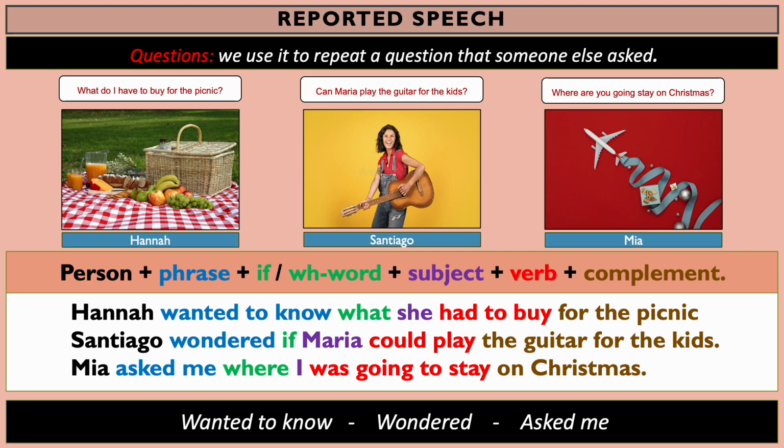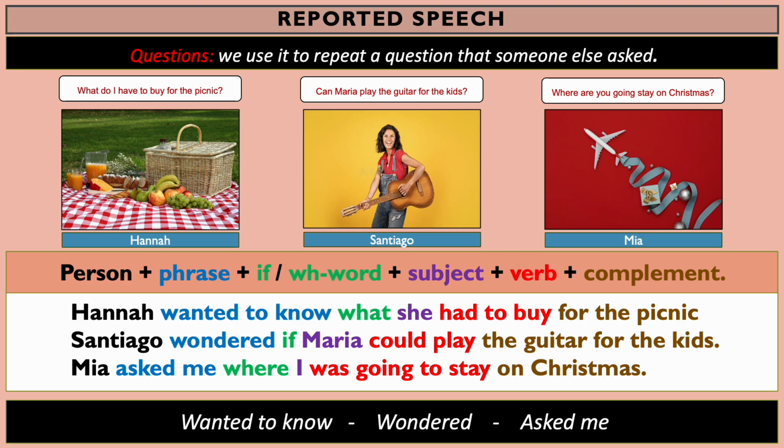If is going to be used if you are reporting a yes/no question. And then if it's not a yes/no question, you are going to use the WH word. For example, what, where, when, why, who. After that, you need the subject. After the subject, you need the verb. And after the verb, you need the complement.